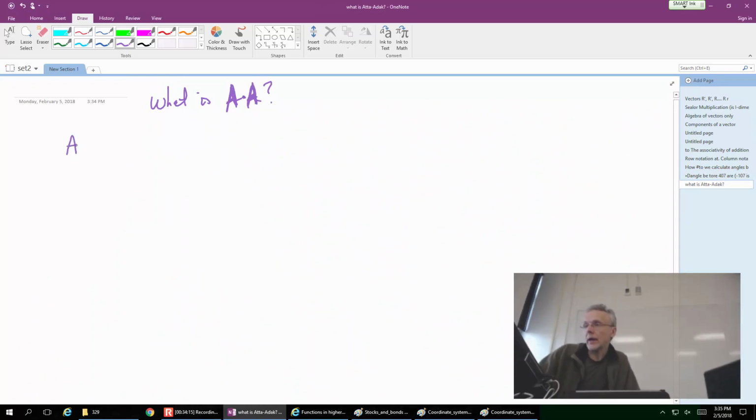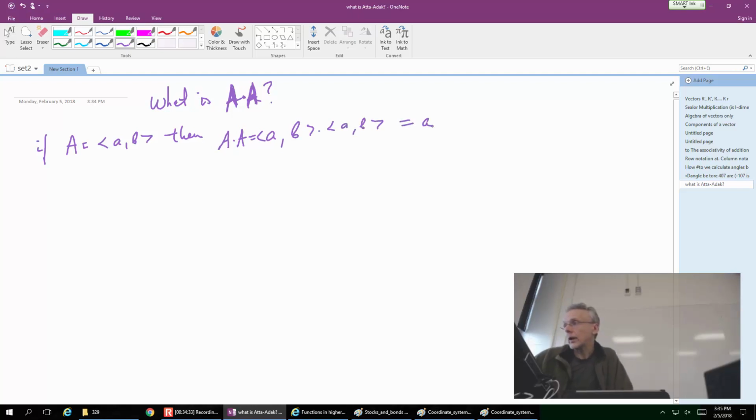Okay. So if A is equal to AB, then A dot A is AB dot AB, which is equal to A squared plus B squared. So what's the conclusion?